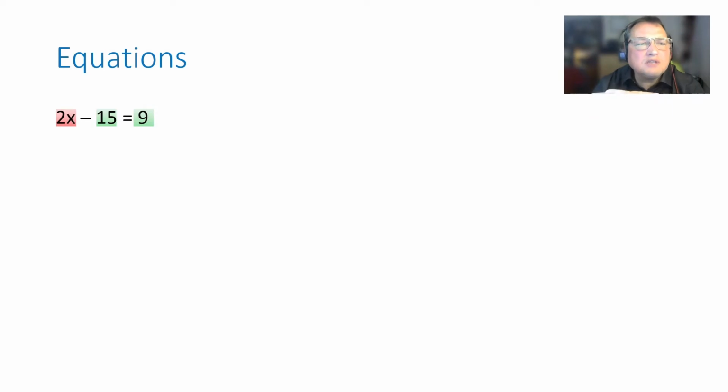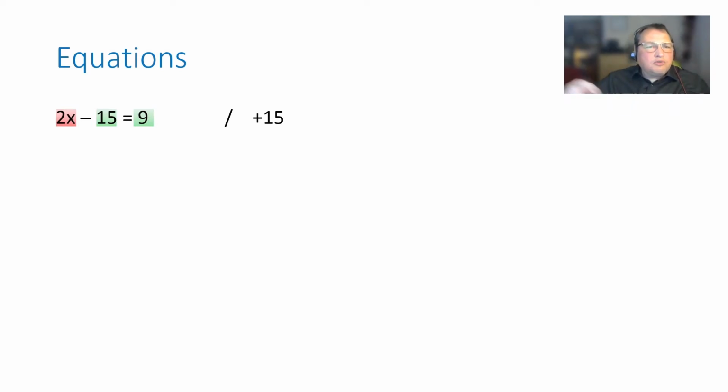What we can notice is that two of those components, 2x and 9, are already in place. We have one component that is misplaced, negative 15. This component should be on the right-hand side of the equation because it's a constant value. We can achieve this by adding 15 to both sides of the equation. We have to add the same number to the left and to the right-hand side.